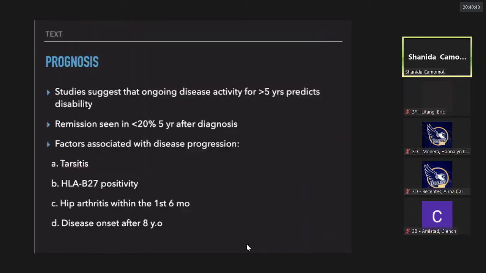There is also prognosis, the last slide. Studies suggest that ongoing disease activity for more than 5 years predicts disability. In studies, remission is seen in less than 20% 5 years after diagnosis. The factors associated with disease progression include tarsitis, HLA-B27 positivity, hip arthritis within the first 6 months, and disease onset after 8 years of age. Okay, so this is the last slide.